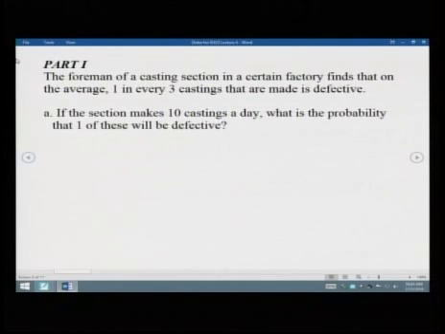The foreman of a casting section in a certain factory finds that on the average, 1 in every 3 castings that are made is defective. By reading through the problem description so far, you should be able to get the probability of being defective, which is 1/3, right?